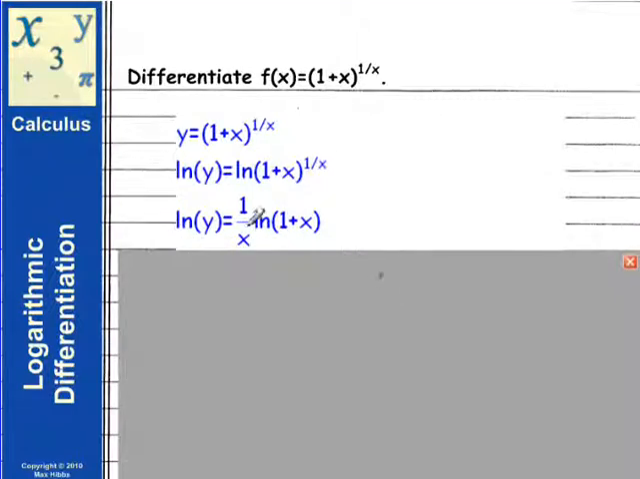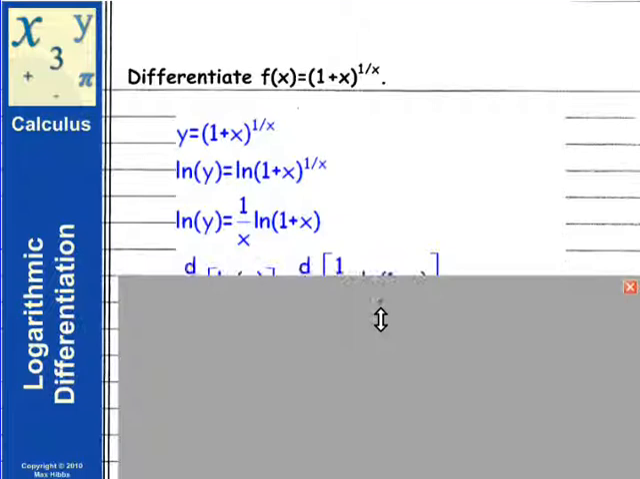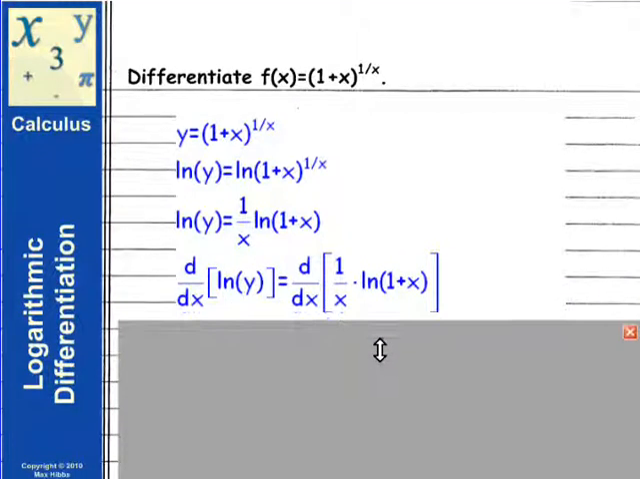Bring the 1 over x down as a factor times natural log of the 1 plus x to the power 1. Now after we have that right side simplified, then we take the derivative of both sides with respect to x, and we have to use implicit differentiation. So the derivative of the left side is equal to the derivative of the right side. Now, I've emphasized the fact that the right side is actually a product. So when we go to find the derivative of this right side, we're going to have to use the product law of finding derivatives.